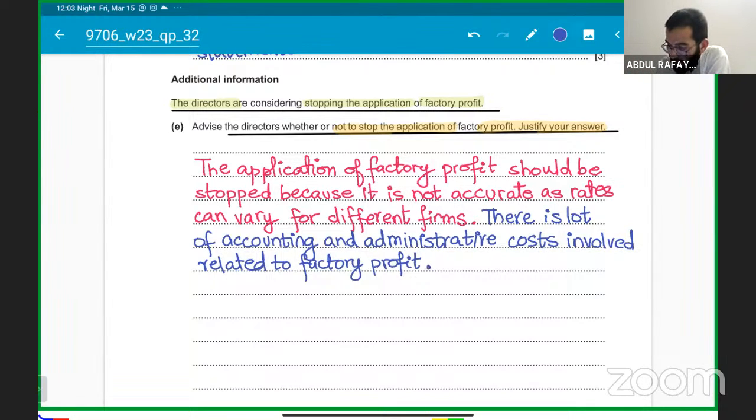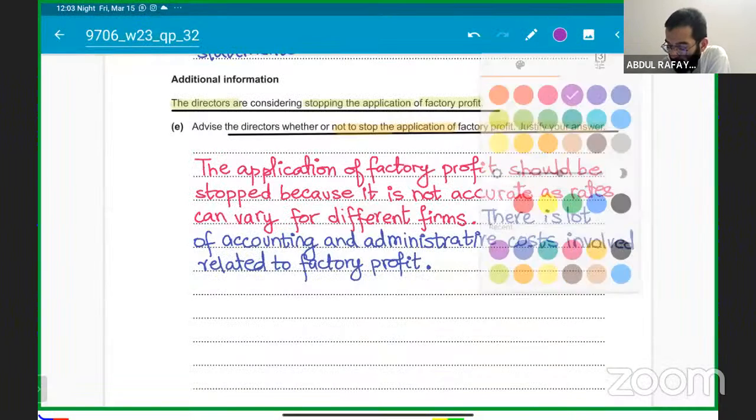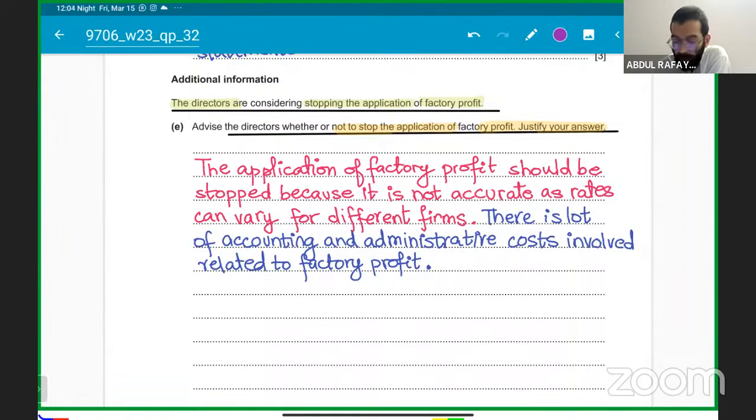So एक और point ये भी लिख सकते हैं, just the point that came in my mind, कि profit इससे affect नहीं होता. The overall profit is not affected by the factory profit. Okay, वो फिर भी adjust हो जाता है because of the unrealized profit adjustment. So the overall profit is not affected by the application.